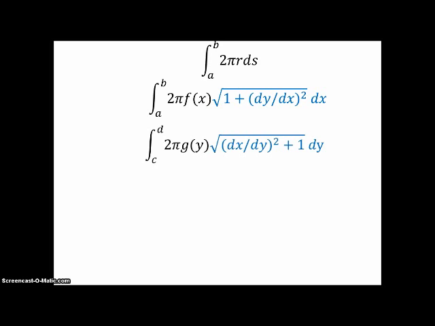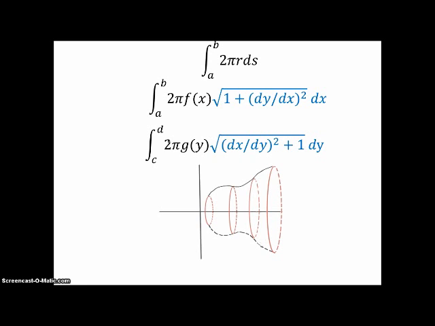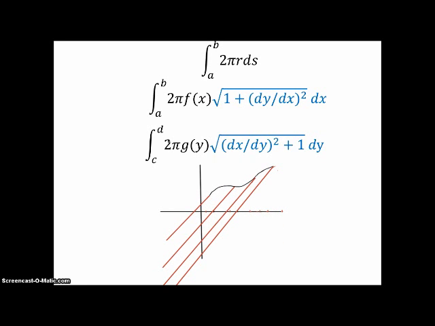And if we rotate around the y-axis, then the radius would be x rather than y, and we would run everything in terms of y. Another way to look at this is you could take those circles that go around the surface and straighten them out. And so we're sort of adding up these lengths, these line segments along the curve to get our surface area.